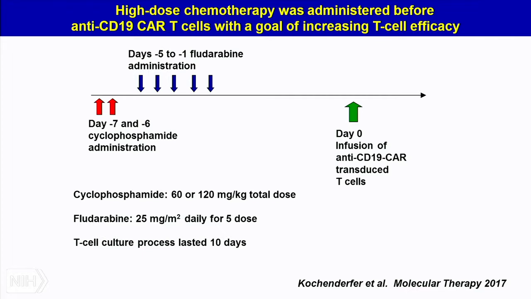I'm going to go on to one of the earlier clinical trials that we did, one of the earlier cohorts on the trial. In this trial, we used fairly high doses of chemotherapy followed by an infusion of CAR T cells. The cyclophosphamide and fludarabine were the 2 chemotherapy agents we used. Cyclophosphamide at a dose of 60 to 120 milligrams per kilogram of total dose, and fludarabine 25 milligrams per meter squared daily for 5 days. The cyclophosphamide was given on days -7 and -6, and fludarabine on days -5 through -1, and then the CAR T cell infusion on day 0.